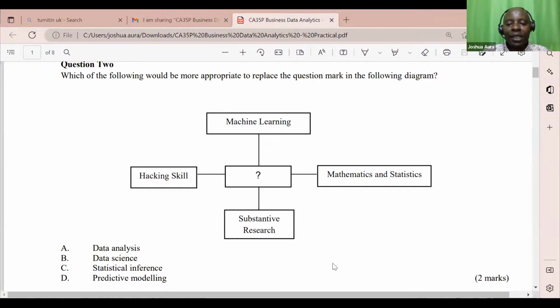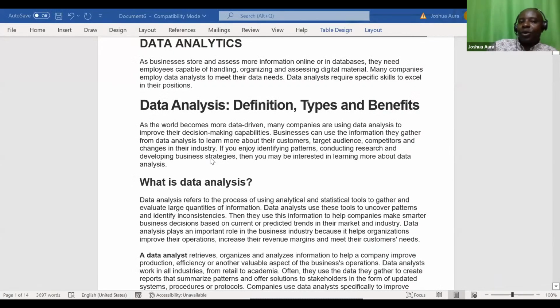Ladies and gentlemen, please listen to me very well. So we have here some document that I would want us to go through. Are you able to see my document? Data analytics document. Data analytics, yes.